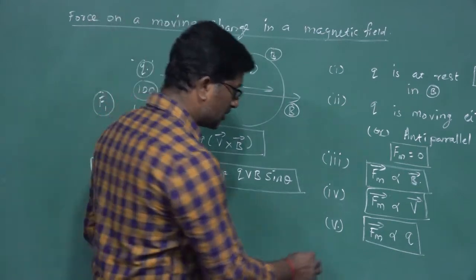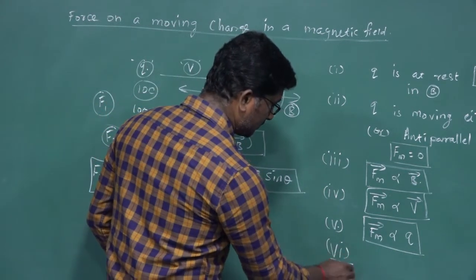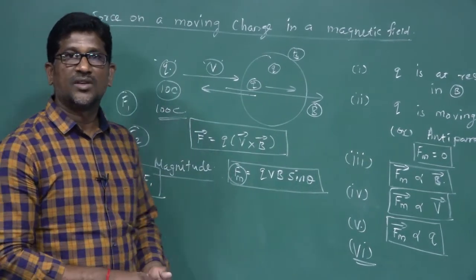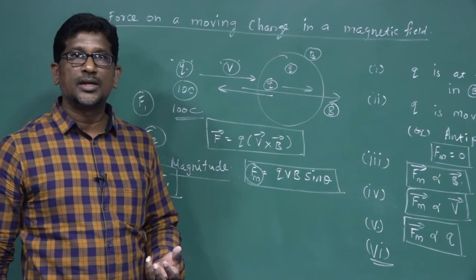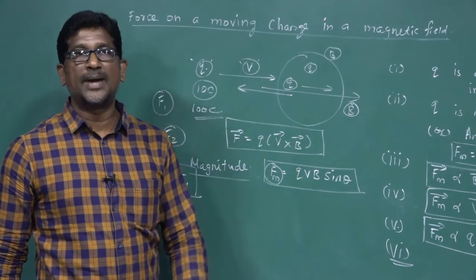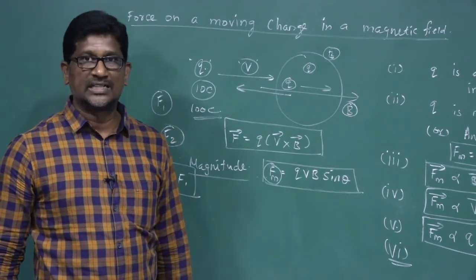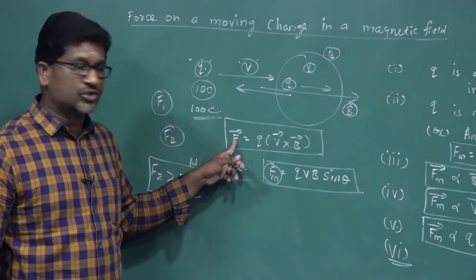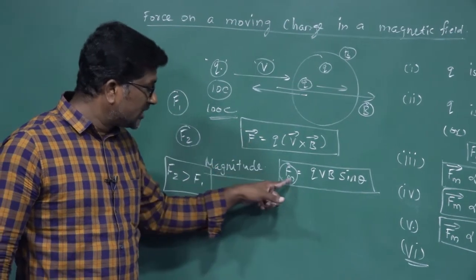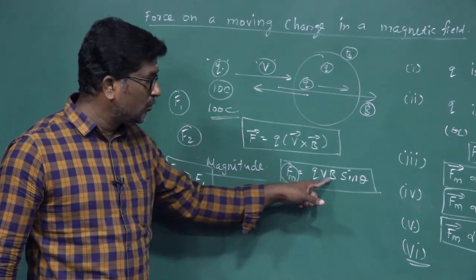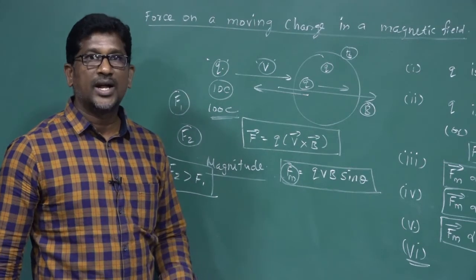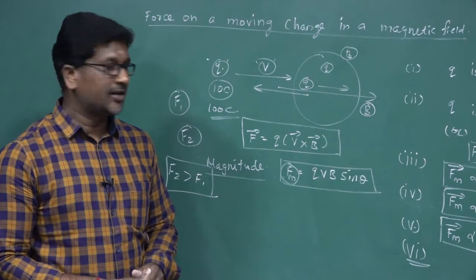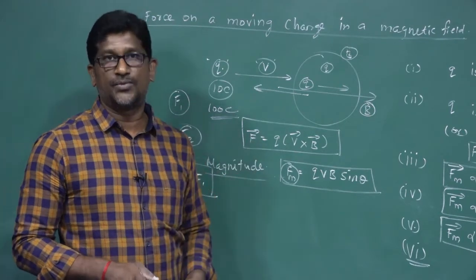Right. And next, we know that force is a vector quantity. What is a vector quantity? Any quantity that has both magnitude and direction is called a vector quantity. One of the best examples of a vector quantity is force, right? So here, by using this equation Fm is equal to qvB sin theta, we can calculate the magnitude of the magnetic force. Then what is the direction of the magnetic force?